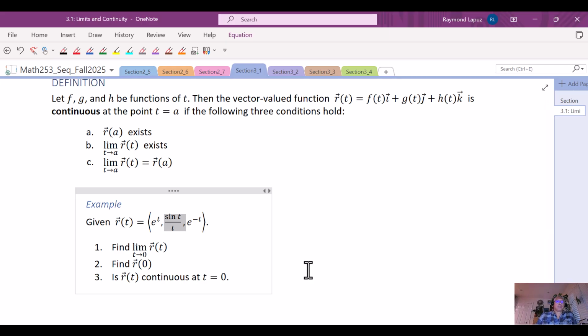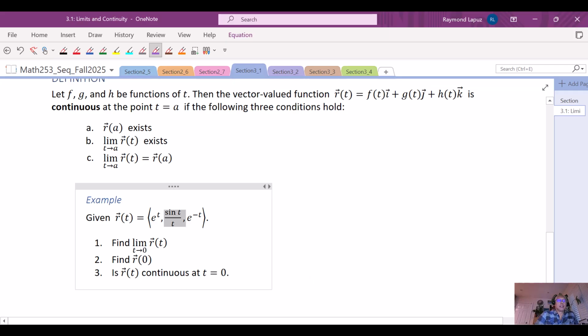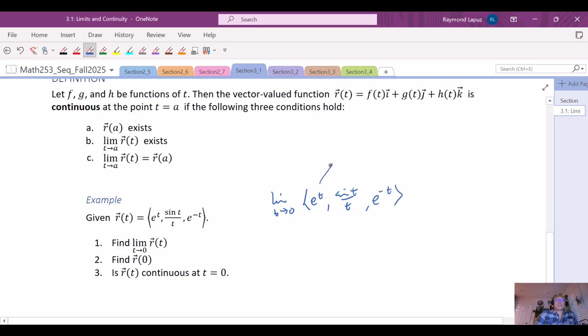So let's take a look at this first problem where they ask us to find the limit as t approaches 0. Let's write that out over here. Limit as t approaches 0 of e to the t, comma, sine t over t, comma, e to the negative t. The first limit and the last limit are pretty straightforward. You just put 0 in for t, and then you happen to get positive 1 for both of them.